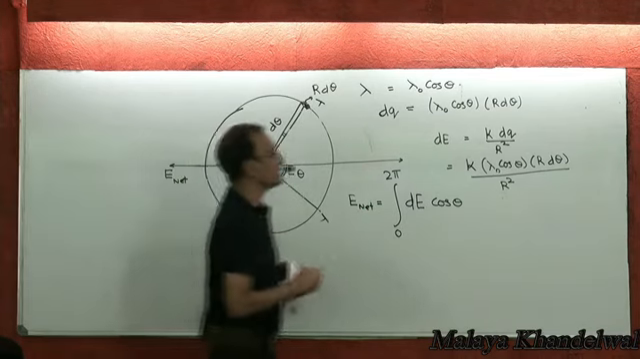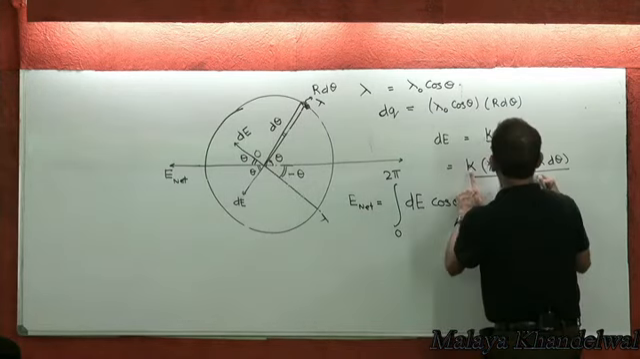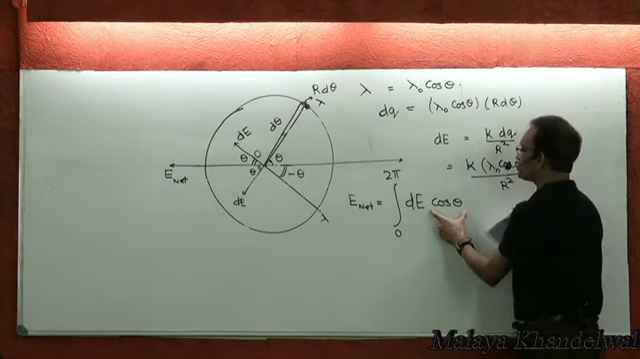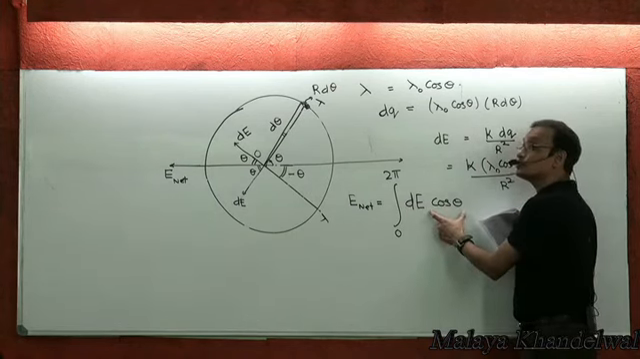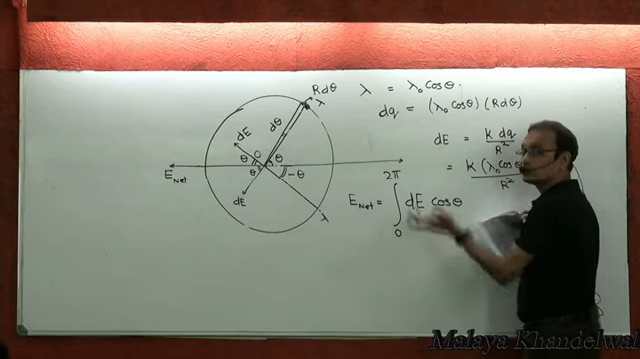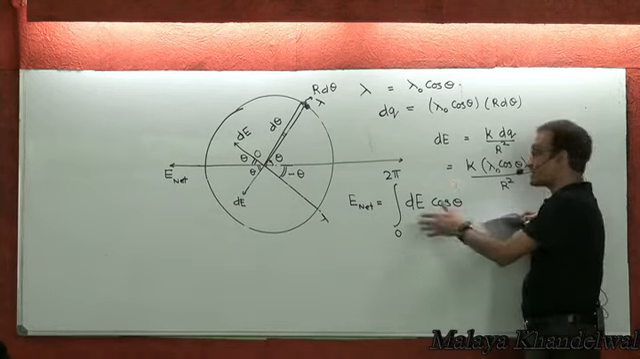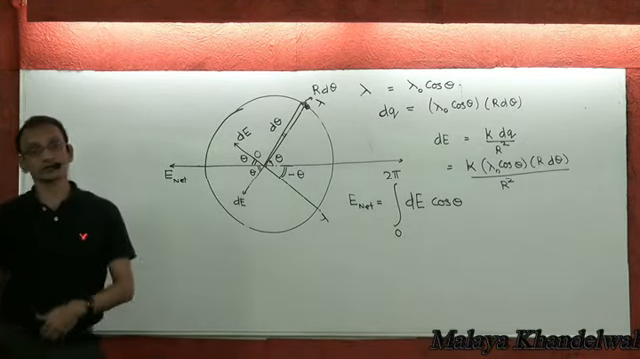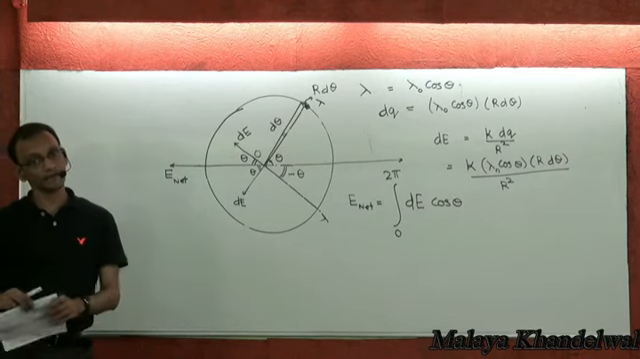Easy to integrate, right? All that you will have to integrate is, k, lambda naught, r squared will all come out. Cos theta into cos theta d theta, cos square theta, which you would write as half of 1 plus cos 2 theta, and integrate, which would be theta plus sine 2 theta by 2, etc. Supply the limits. That will be the net electric field, and it's going to be horizontal, right?